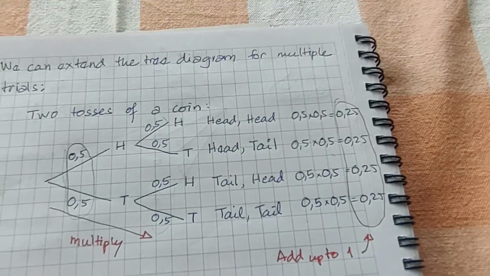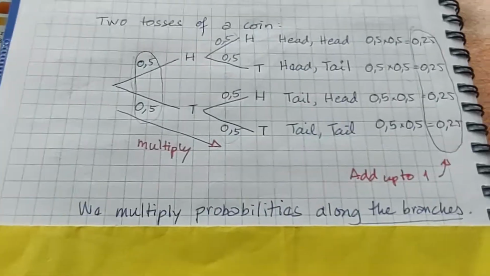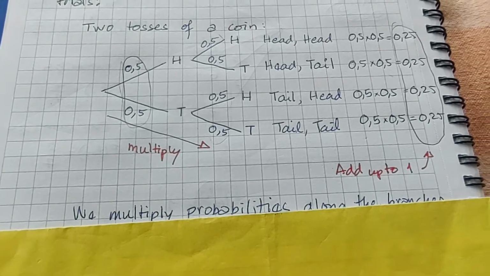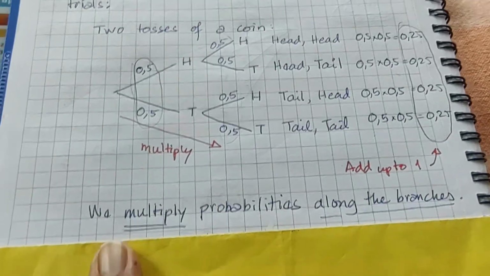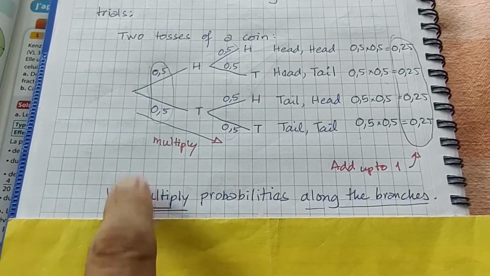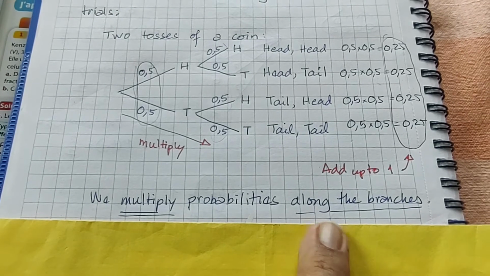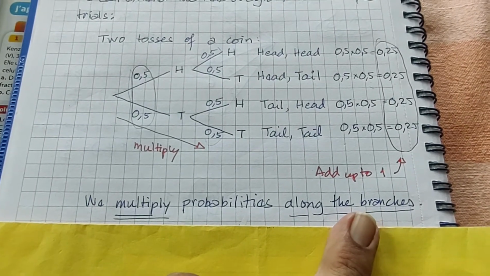Okay, this is going to be a little long video, but we'll bear with it. So the important thing here to remember, and I can't emphasize this enough, I've written it in red there, we multiply probabilities along the branches.